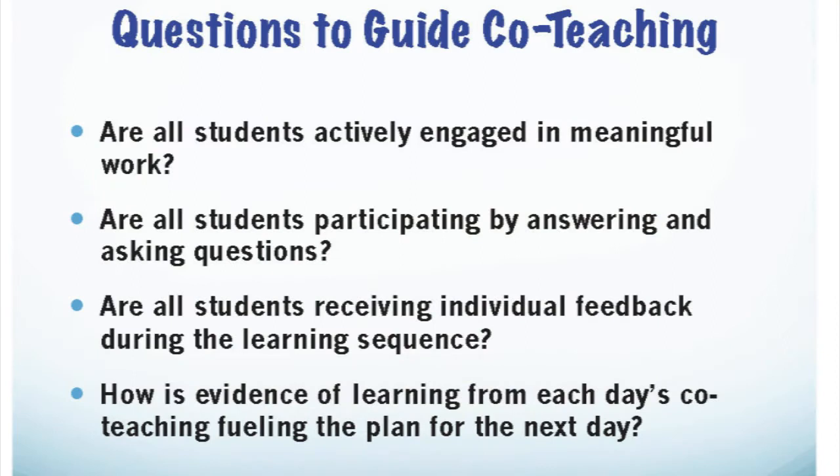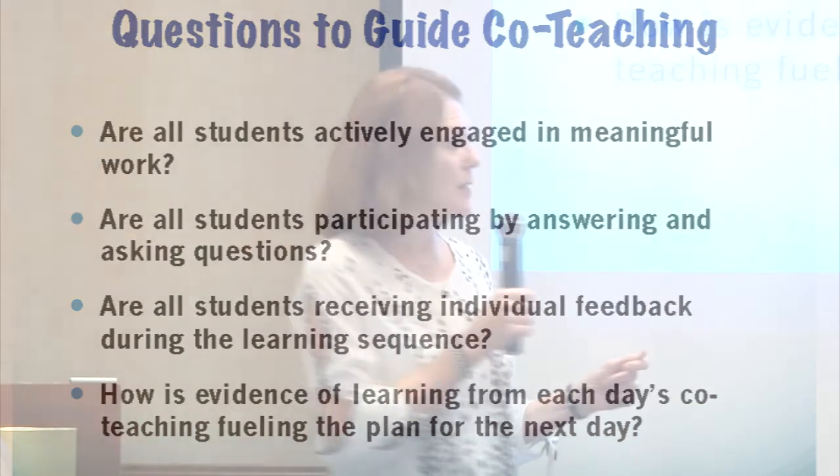Okay. Are all students receiving individual feedback during the learning sequence? Again, you know what came up yesterday? That one-on-one support. Okay. So when something's happening in the classroom, if there's two of us there, then we've actually cut our class size down to 11 or 12 kids. And now we ought to be able to even more easily get around to make sure that we're coming in with those feedback questions to each and every one of the kids, okay?